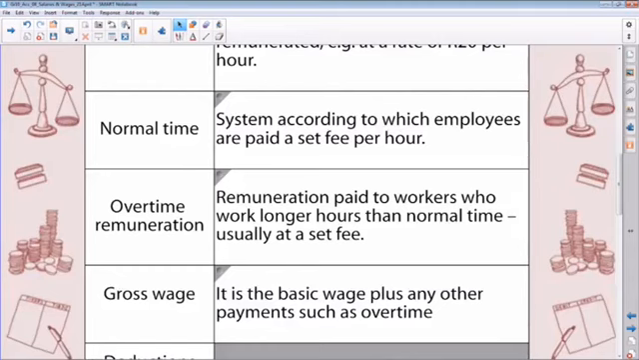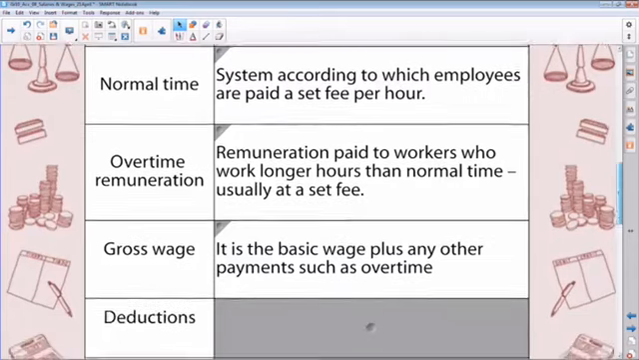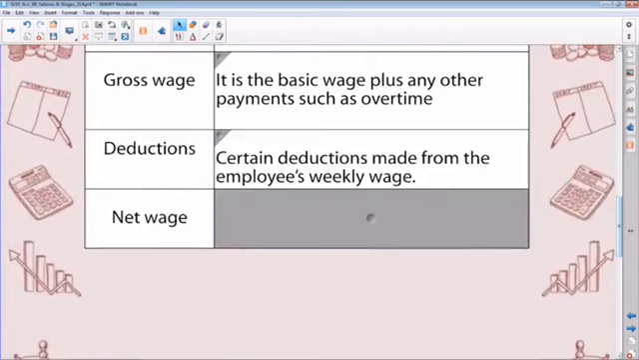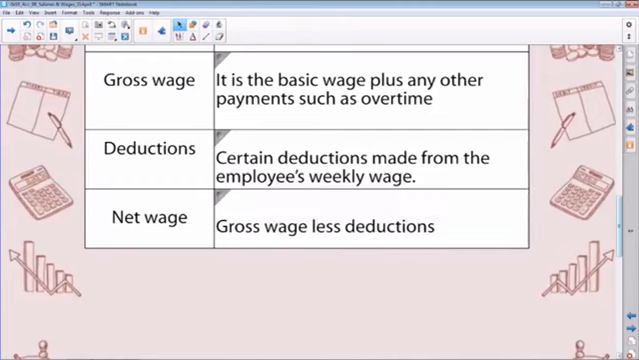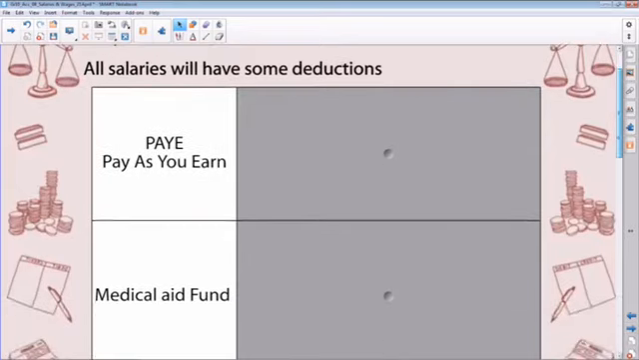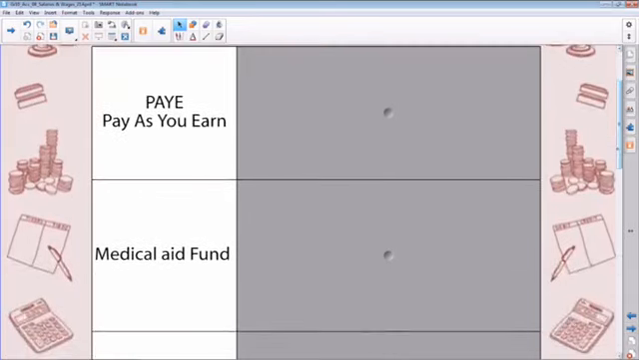Let's go look at gross wage. Your gross wage will be your basic wage plus any overtime, and then you'll normally minus all your deductions, and we're going to quickly look at deductions again, and then you will get your net wage. So how do I get my net wage again? Gross wages less deductions.